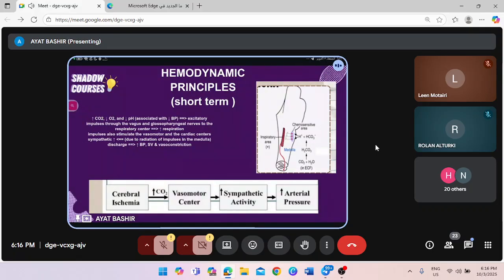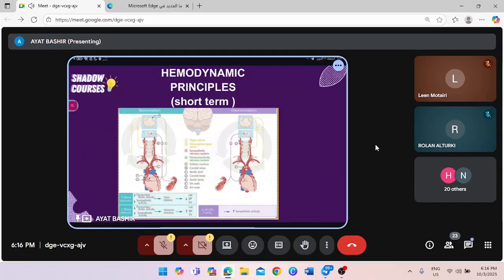As you see here, we have the medulla center and the chemosensitive area. We also have another principle in the short term when there is cerebral ischemia. We have an increase in CO2, and this will activate the sympathetic system, so we will have an increase in arterial pressure. This is the second short-term regulation of blood pressure. In this slide, we have a comparison between the baroreceptor and chemoreceptor. You can see it, and it's the same as what I explained before.